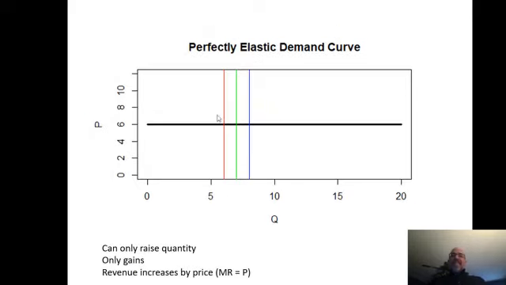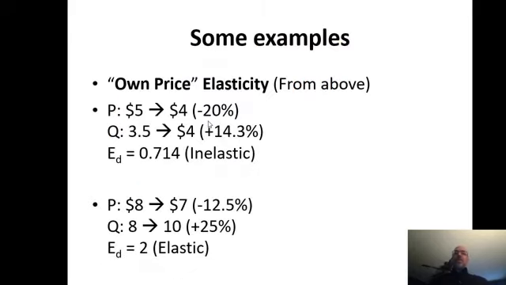Now it's perfectly elastic. Again, this is going to come up. You can't change the price, you're only going to change the quantity. So if I increase from 6 to 7 to 8, I'm only going to make $6 each. So every time I increase quantity by 1 unit, revenue goes up by $6. So marginal revenue, the revenue from one additional unit, is equal to price. So here are some examples.